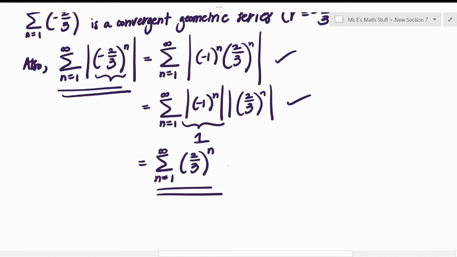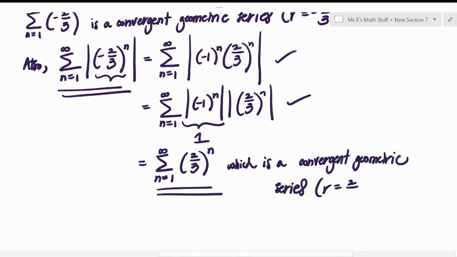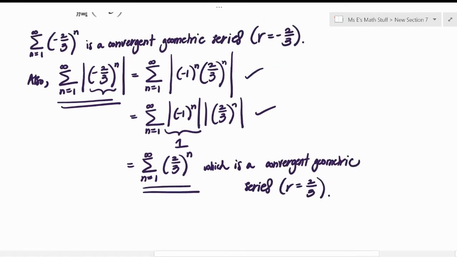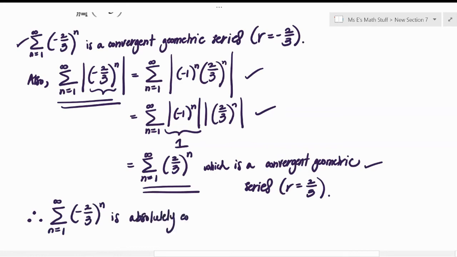Well, it's also a convergent geometric series. And we are saying that because your common ratio is 2/3. Okay, so what have we shown? We've shown that the sum itself converges, and that if you take the absolute value of all the terms, it still converges. So our conclusion would be that the sum as n goes from 1 to infinity of negative 2/3 to the n is absolutely convergent. Or you could say converges absolutely. Either way. There we go.